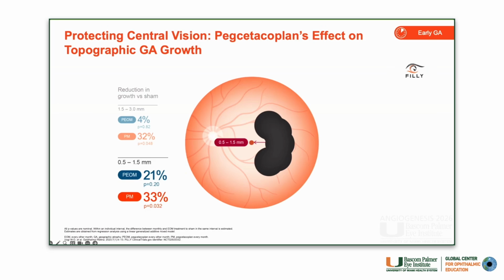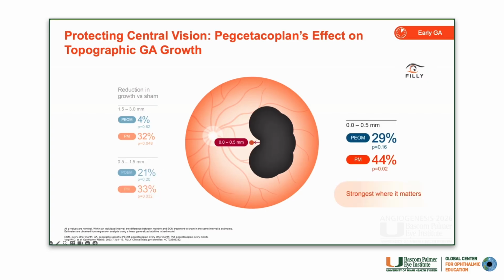The average effect of pegcetacoplan across the entire GA lesion is approximately 29%. But where is it the most effective? An analysis from the Vienna group investigated this, leveraging AI-generated segmentation, slowly analyzing the OCT images from the FILLY dataset. They found that the treatment effect is not uniform around the lesion. In fact, in the region 0.5 to 1.5 millimeters from the fovea, the reduction in GA growth is 33% and 21%, with monthly and every other month pegcetacoplan compared to sham.